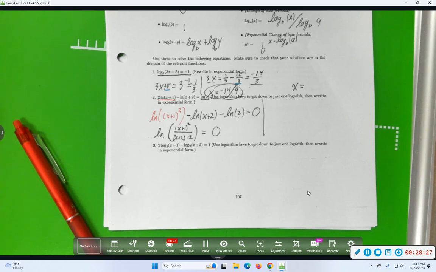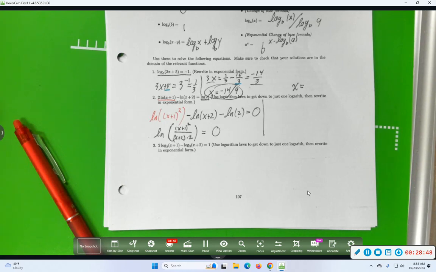Are all of the unknowns now inside of a single log? As soon as all of the unknowns are inside of a single log, rewriting in exponential form is helpful, because it'll get the unknowns out of that log and make the log go away. That seem like fair game?